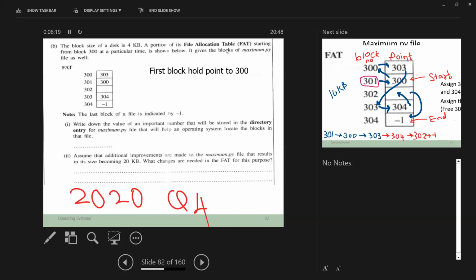Assume that additional improvements are made to maximum.py that result in the size becoming 20 KB. Earlier, 4 KB was for one block. How many blocks are used at the moment? 4, including the -1 block. 4 into 4 KB, so 16 KB is used at the moment. Now they want to increase the size to 20 KB, so another block is going to be used. Is there free space? Yes, there is free space, and 302 is holding the free space. Then how are we going to arrange the file? Think and give me the answer.